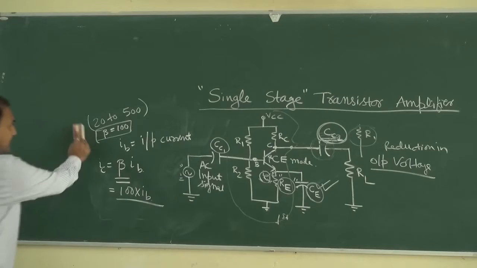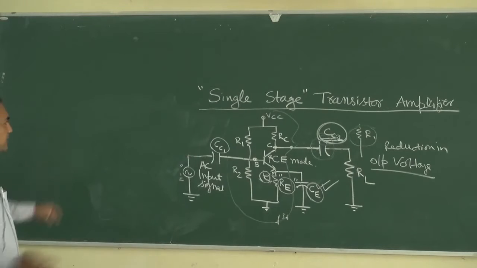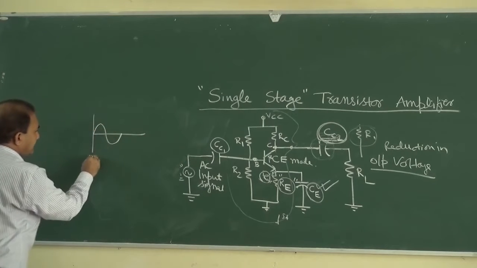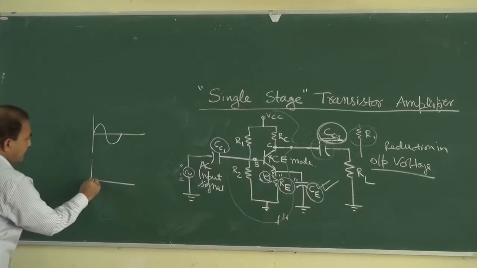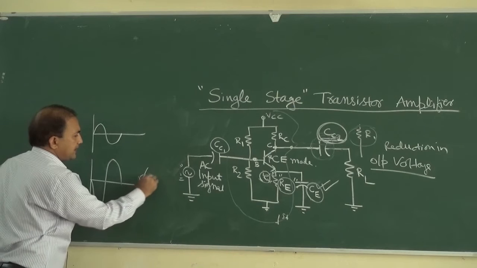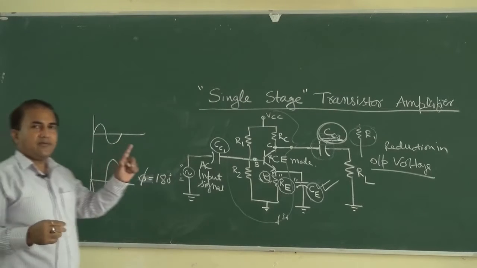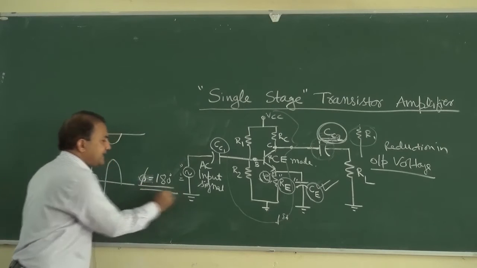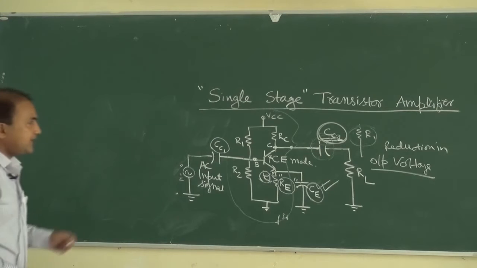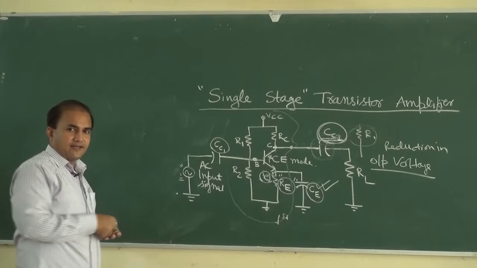Okay. And here we are seeing the phase difference between the input signal and the output signal. Suppose this is Vi, and so Vout will be like this. The phase shift is equal to 180 degrees. In common emitter mode, the phase shift is 180 degrees, so it will be amplified like this. Okay, so this is all about the single stage transistor amplifier.